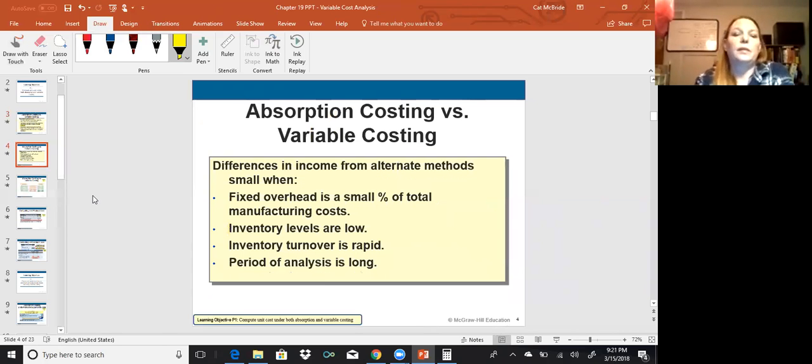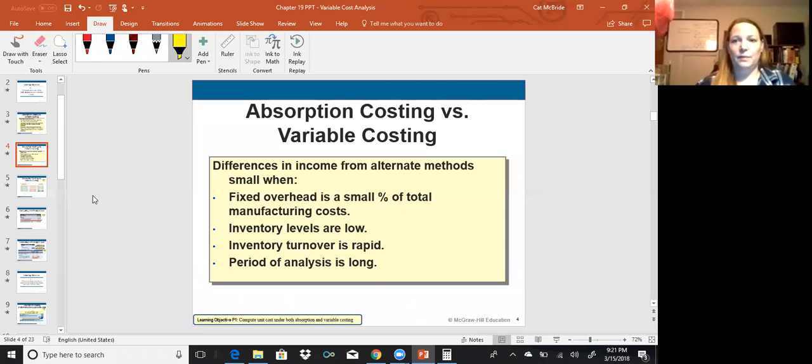Okay, so like I said, the actual net income can differ between the two. The amount of difference is going to depend on how much the difference is between what you produced that period and what you sold. Because, and we'll look at an example that shows this, if you produced exactly what you sold, then the costs are going to work out the same, because whether you put the fixed costs into inventory or not, if you sold all the inventory, they end up on the income statement.